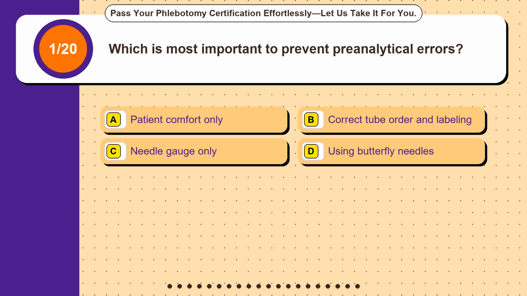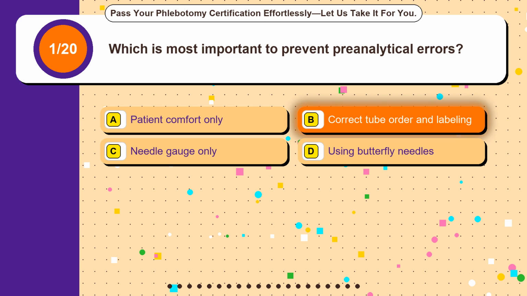Option A, patient comfort only. Option B, correct tube order and labeling. Option C, needle gauge only. Option D, using butterfly needles. The correct answer is option B, correct tube order and labeling.